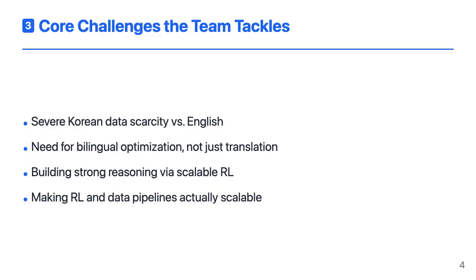The authors frame their work around three tightly connected challenges. First, Korean data is scarce and noisy compared to English, so they can't just scrape more web text and hope for the best. Second, they need to optimize the model bilingually, balancing Korean and English across training stages instead of treating Korean as an afterthought. Third, they want strong reasoning, which requires reinforcement learning at scale, not just supervised fine-tuning. And finally, they need all of this to be operationally scalable. Data generation, curriculum, and RL must work together without collapsing under engineering complexity.